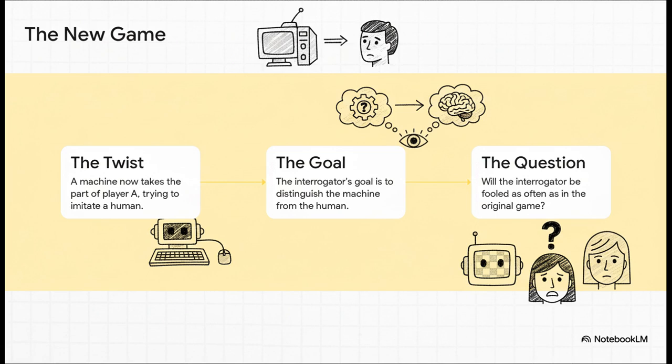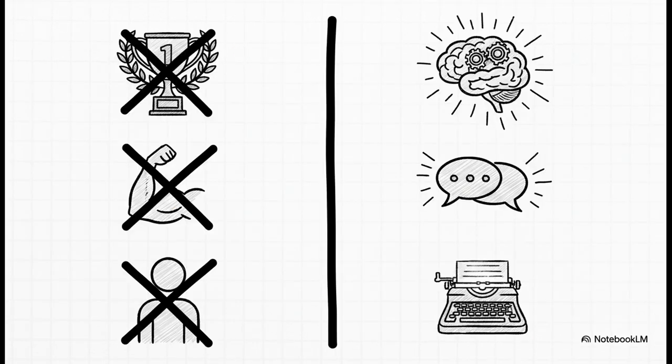And the new, critical question becomes this. Will the interrogator be fooled by the machine just as often as they were fooled by the man in the first game? And you see, this is what's so genius about it. The game completely separates the physical from the intellectual. As Turing himself put it, we do not wish to penalize the machine for its inability to shine in beauty competitions. The test is all about communication. It's pure distilled conversation. Nothing else matters.